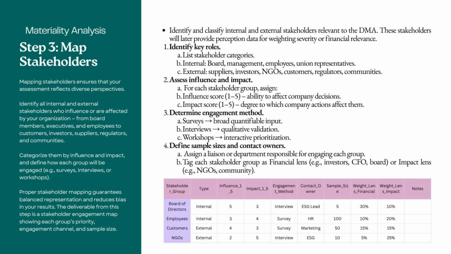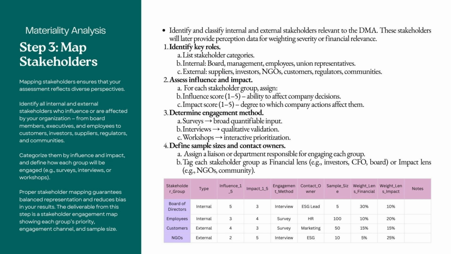Stakeholders are then assessed based on influence and impact. Influence reflects a stakeholder's ability to affect company decisions. Impact reflects the degree to which company activities affect that stakeholder. Based on this assessment, companies determine how each stakeholder group will be engaged. Some groups may be engaged through surveys to gather broad, quantifiable input. Others may be engaged through interviews or workshops to capture deeper qualitative insights.